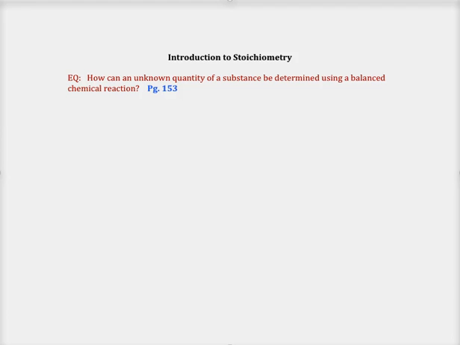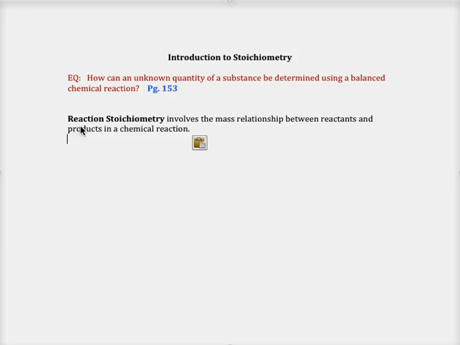So today's essential question is, how can an unknown quantity of a substance be determined using a balanced chemical reaction? And this gets to the heart of this concept of stoichiometry. So let us, for one moment, write the definition of reaction stoichiometry. Reaction stoichiometry involves the mass relationship between reactants and products in a chemical reaction.